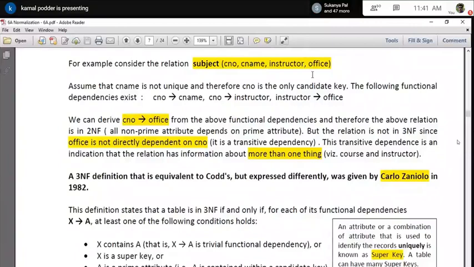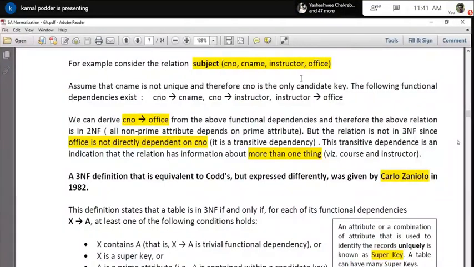How are we achieving that? C number determines C name, and C number determines instructor, which is also dependent on C name. So by transitive relationship we can say office is also dependent on C number. What does it mean? All non-prime attributes depend upon the prime attribute. So it is in second normal form also.